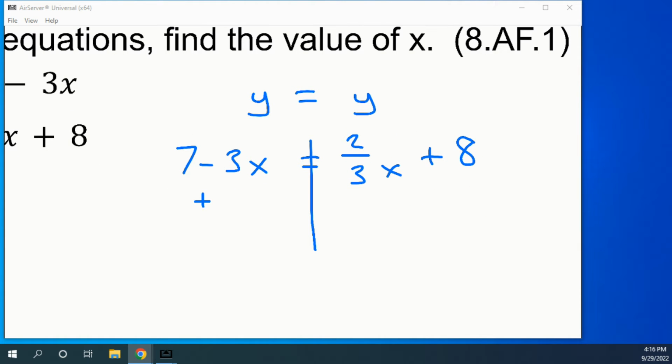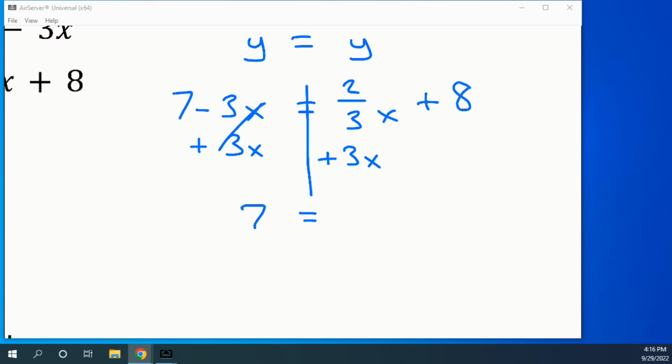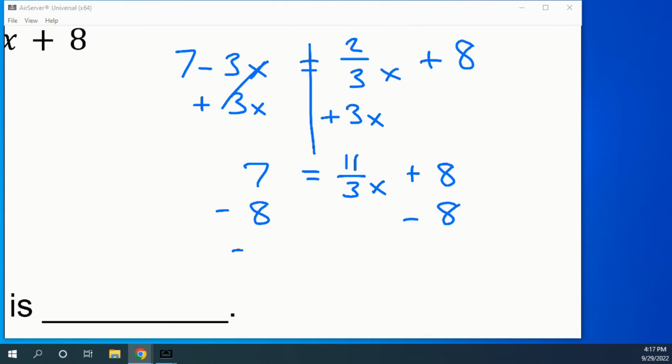I'm going to start by adding 3x to both sides as a fraction. So I'm going to use a calculator. 2/3 x plus 3x gets me 3 and 2/3. I'm going to switch that to an improper fraction. That's going to get me 11/3. So we have 11/3 x plus 8. From here, I'm going to subtract 8 to get me -1 equals 11/3 x.